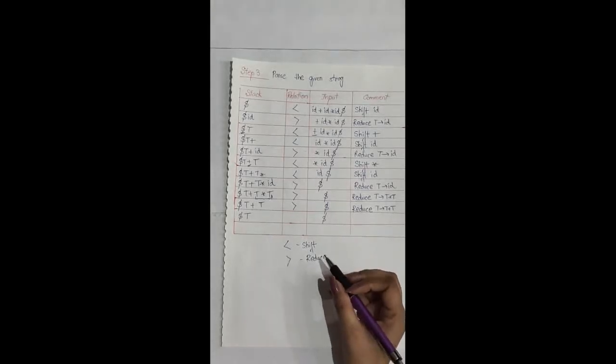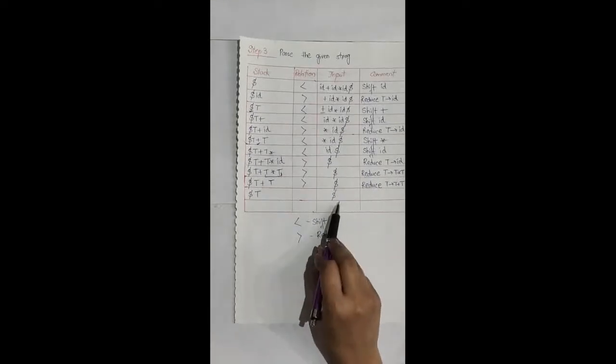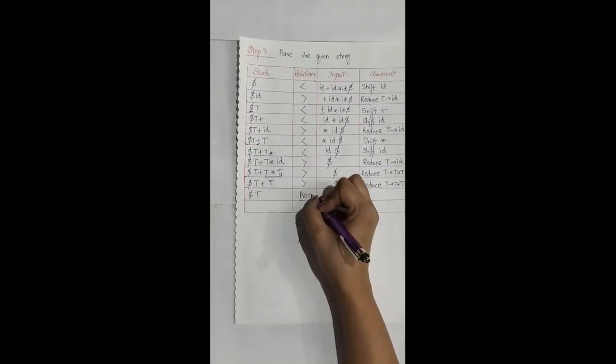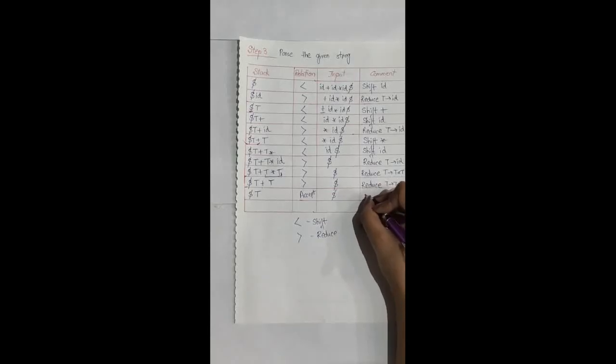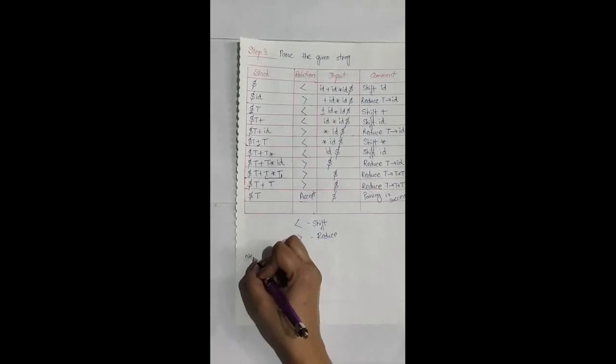Clear? Now T non-terminal, dollar. Compare dollar with dollar. I told you that if we have a situation like this, that we are comparing a dollar with a dollar, then the symbol will be A. A means accept. So dollar compared with dollar will get accept, and accept means parsing is successful. Done? Now step 4.